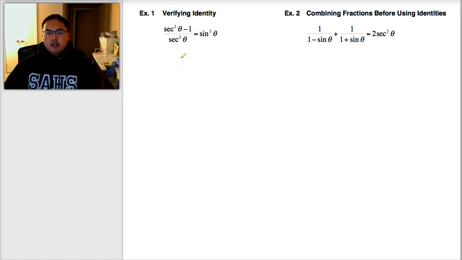First of all, I need to identify which is the more difficult side. I think most of you will agree that this side, the left side, is way more difficult or more complicated than the right side. So let's convert these into sines and cosines. Secant, as you remember, is 1 over cosine. And since it's squared, it'll be 1 over cosine squared minus 1. On the bottom, I have 1 over cosine squared. And I know you have a fraction divided by a fraction, so don't freak out yet.